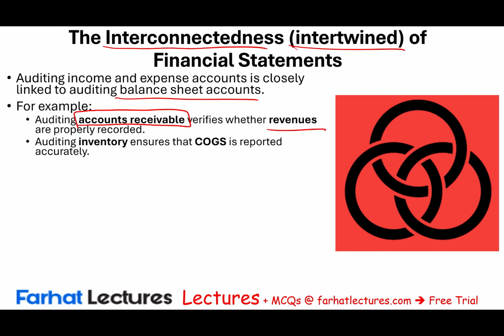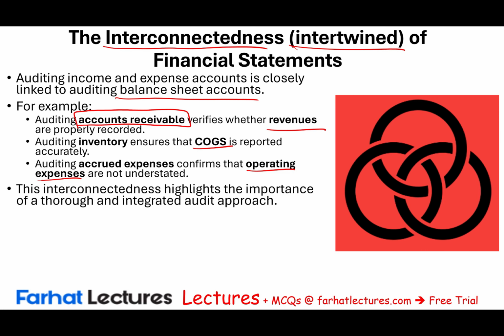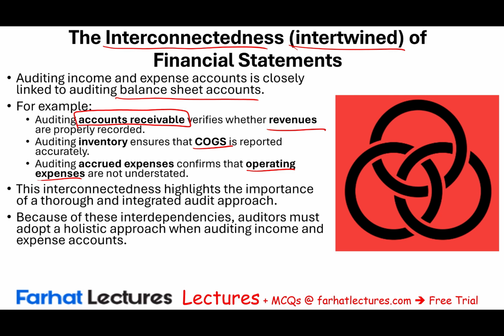Auditing inventory ensures that cost of goods sold is reported properly. Auditing accrued expenses or accrued liabilities confirms that operating expenses are not understated. They are properly reported. So this intertwining highlights the importance of a thorough and integrated audit approach. So when the auditor looks at the company, they have to look at the whole company and how everything is interconnected, because of this interconnectedness, the auditor must adopt a holistic approach when auditing income and expenses. You don't look at one thing, you look at the big picture, making sure everything makes sense.